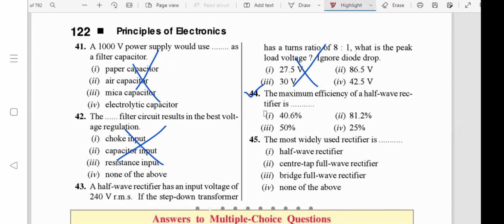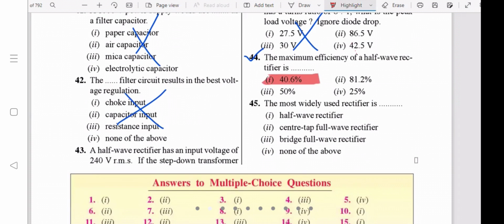rectifier is 40.6%. For full-wave rectifier it is 81.2%. The most widely used rectifier is the bridge full-wave rectifier. In maximum cases, you will find this bridge full-wave rectifier because there are lots of reasons. Center-tapped transformer rectifier also you can use, but the PIV rating of the diode should be much higher compared to the bridge rectifier. In bridge rectifier, the PIV rating requirement is less.